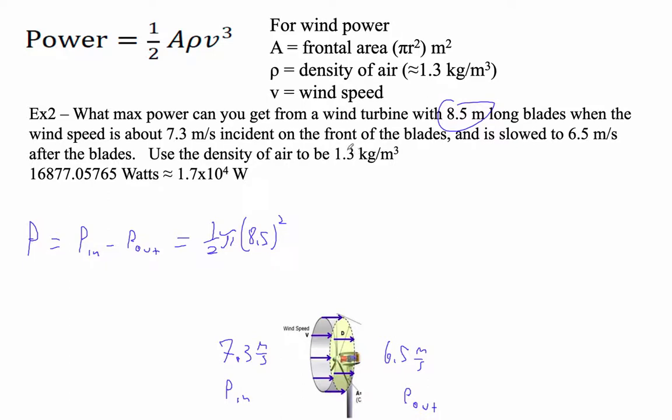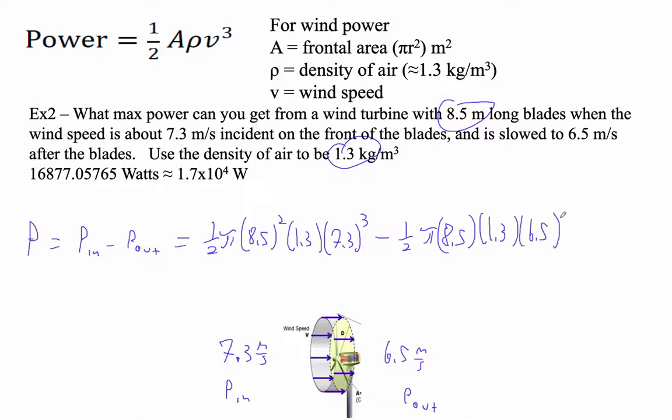Times the density, this air is a little more dense, 1.3 times 7.3 to the third, and that's the in, minus 1/2 times 1.3 times 6.5 to the third. Obviously, you could factor everything out except the velocities to the third, but I don't want to confuse somebody. And by the way, this is fairly realistic. This makes this thing about 30 or 40% efficient.